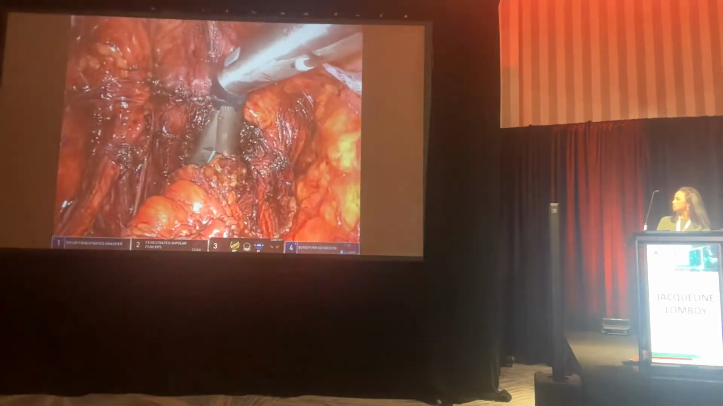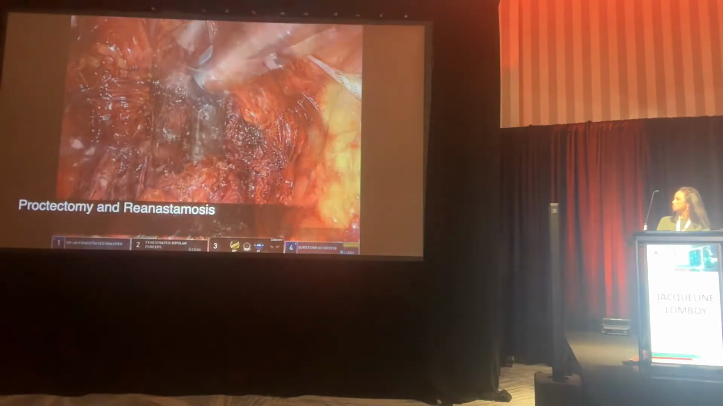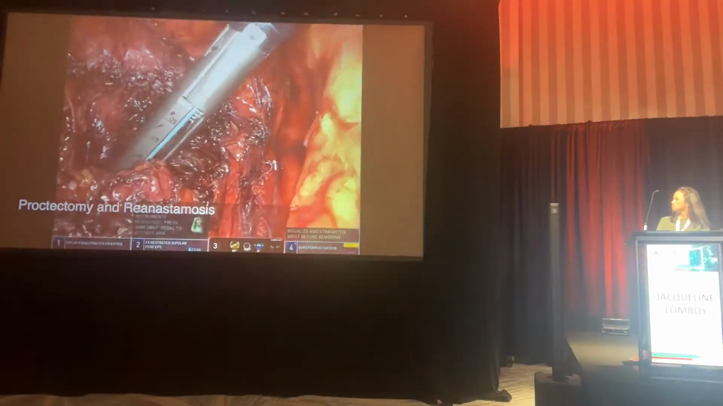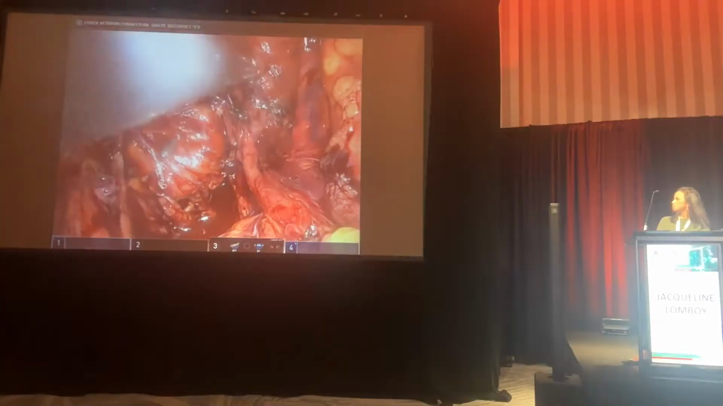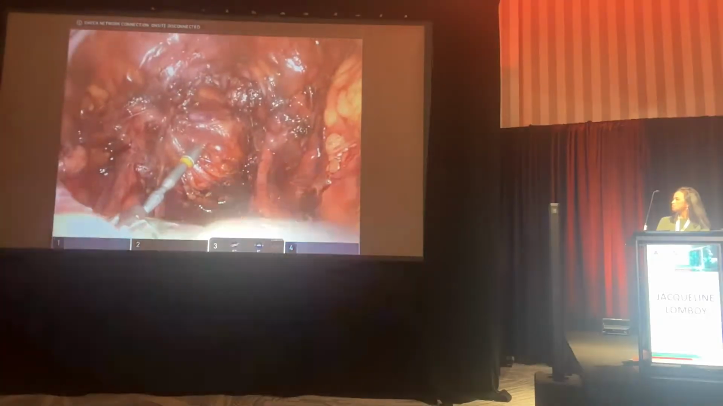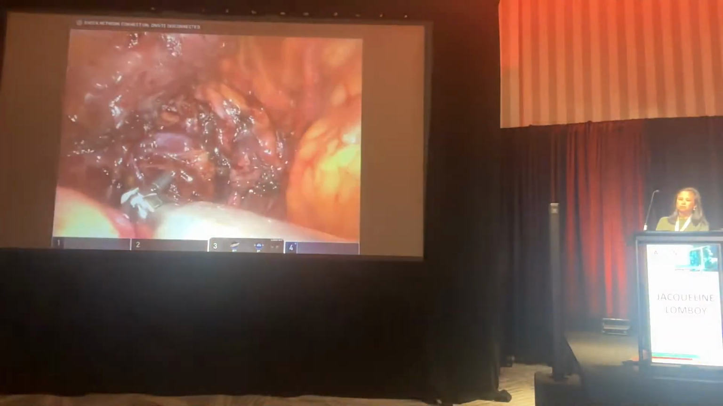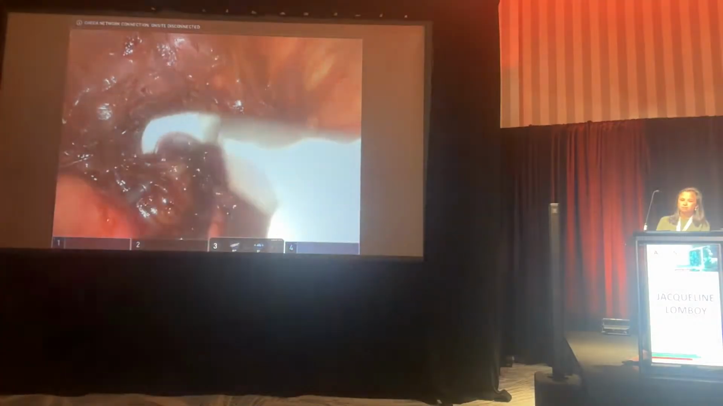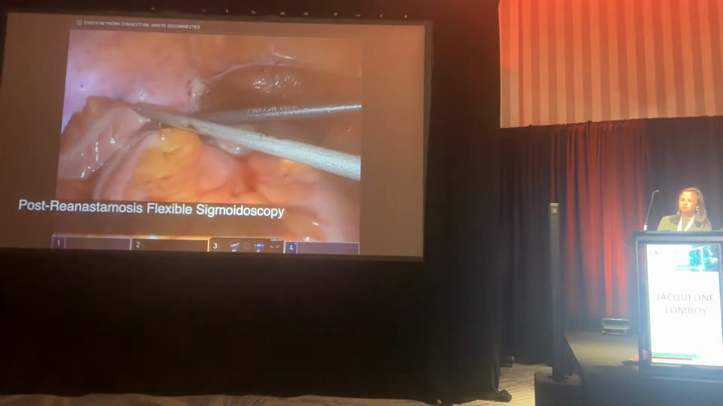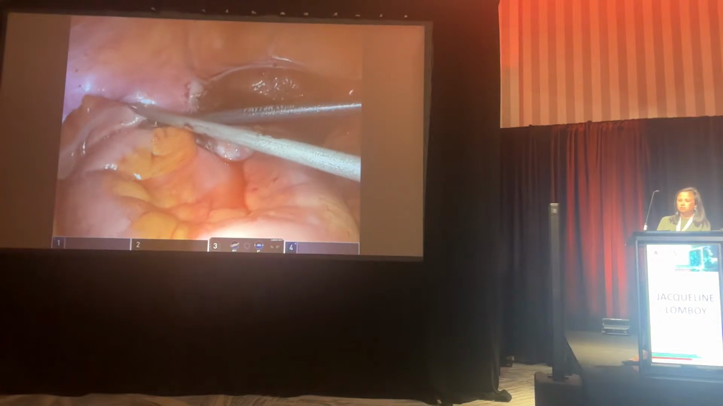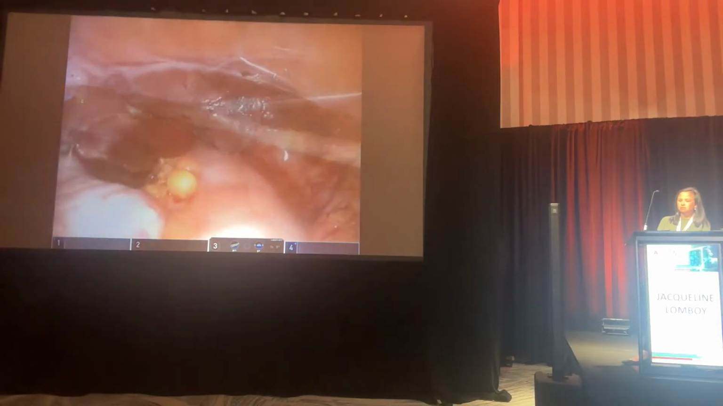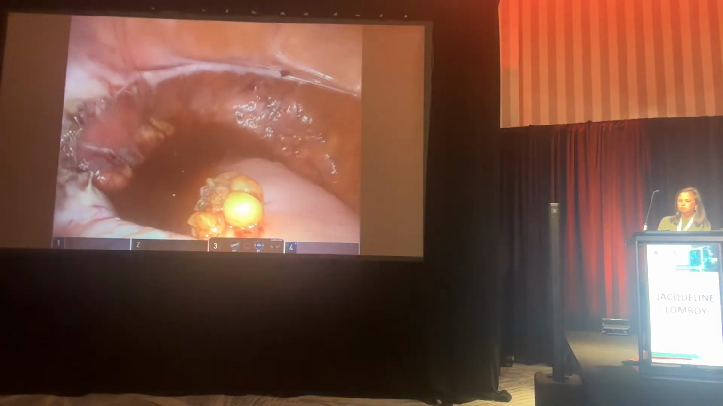The proximal aspect of the specimen was then exteriorized through the abdomen to allow complete resection of the endometriotic nodule and placement of the stapler anvil. Bowel continuity was restored with an end-to-end anastomosis stapler in standard fashion. Following re-anastomosis, a flexible sigmoidoscopy was performed to directly visualize the anastomotic site with the suture lines submerged in normal saline to allow simultaneous air leak testing.